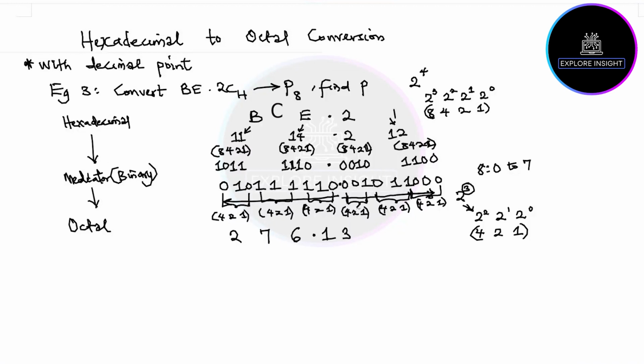So this tells us that at the end of the day, BE.2CH will be 276.13 in the octal number system. However, we were asked to find P. So our P will be 276.13. So we've arrived at the end of this video.